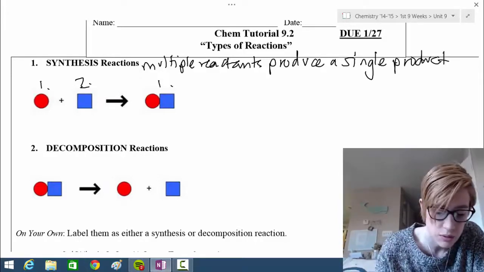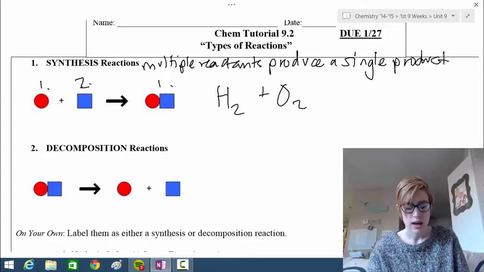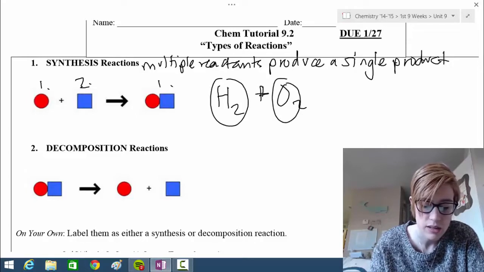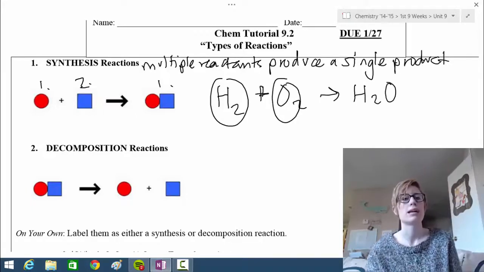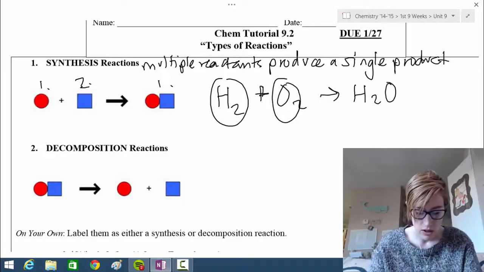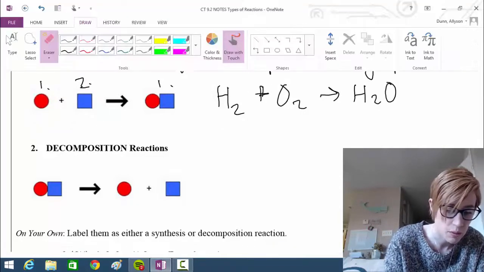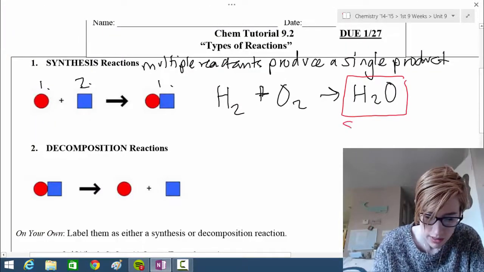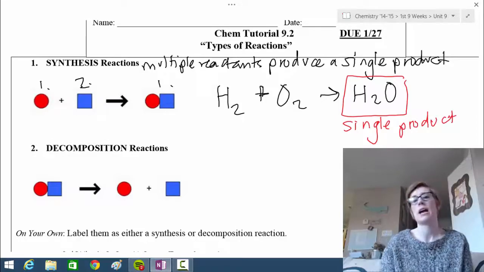So here's another example. Here's hydrogen gas and oxygen gas, and when they react, these are 2 reactants. You can see here's one reactant and here's the other one. It produces something that we all use every day, and that's water, dihydrogen monoxide. So we see we have multiple reactants, but we end up with just one product. So one product, single product, is really our key to remembering what a synthesis reaction is. Synthesis means to form, to make, to create.